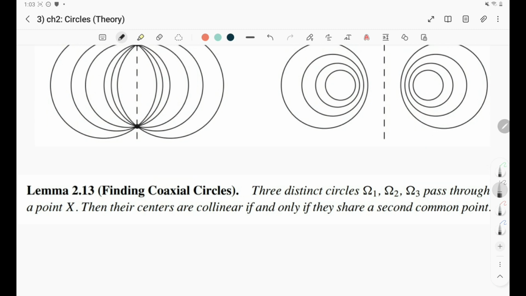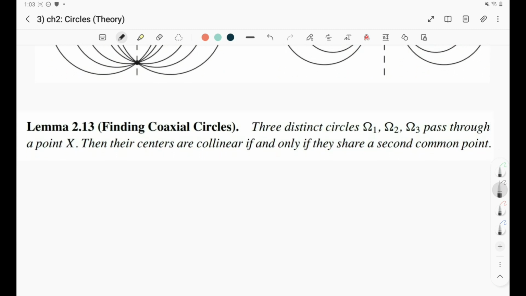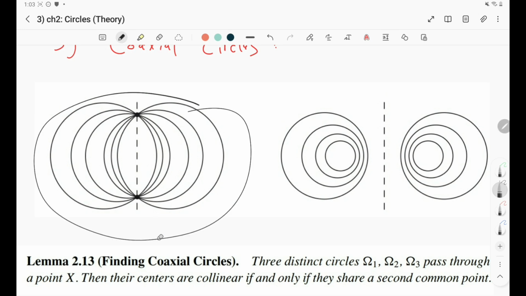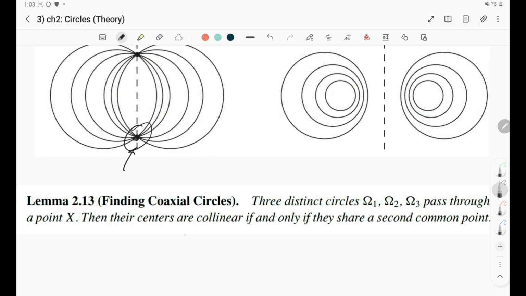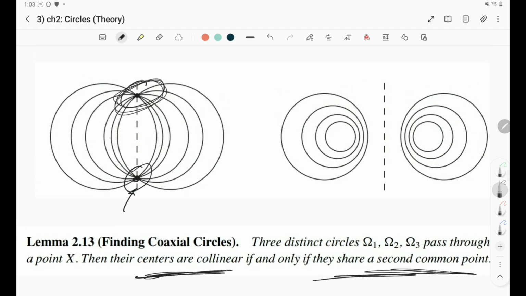In fact, that just gives us one nice thing. If we have 3 distinct circles, omega 1, omega 2, omega 3, and they pass through a point X. So you already have this kind of diagram, but you only know that you have this point, okay? Then we have this equivalency statement here. The centers are collinear, and they share a second common point. So if they share another common point, then surely their centers are collinear, right? Because they are coaxial. And we also know that if the centers are collinear, then they're indeed coaxial, and hence they share a second common point, right? Of course, once you know they're coaxial, then you know they have the same radical axis, then automatically this one is satisfied. So this is the idea.